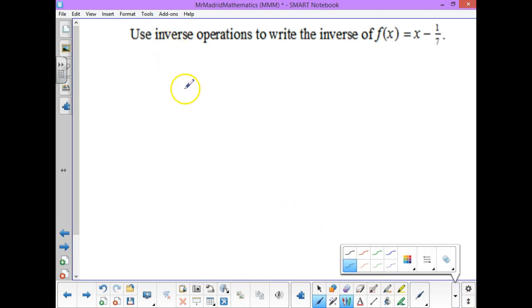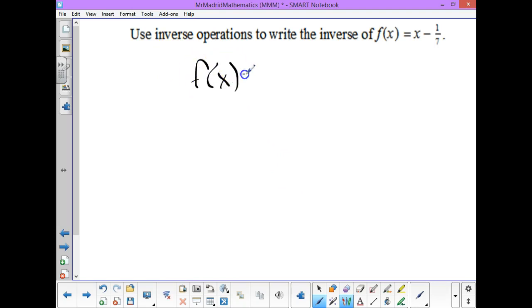Alright, use inverse operations to write the inverse of the following function. So we don't miss a beat, I'm going to rewrite it. Now earlier in the notes, you can look back at the video, they did suggest the switching of y and x. So the first thing I want to do is go from function notation to equation notation.